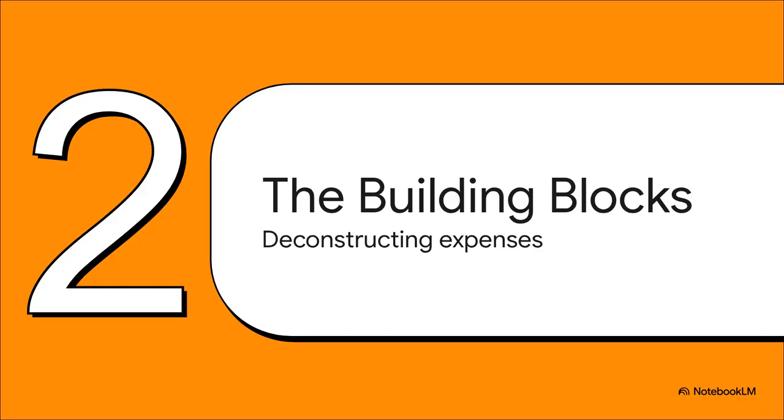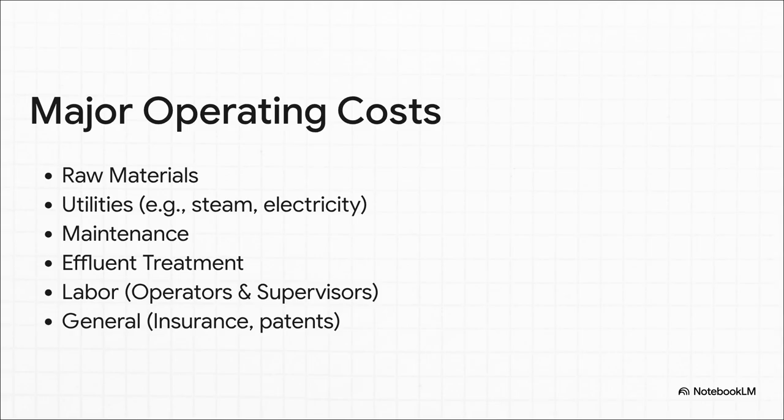But here's the thing. OPEX isn't just one giant, scary number. Not at all. It's actually made up of a bunch of different costs, and if we really want to get a handle on it, we've got to break it down into its building blocks. Okay, so here are the heavy hitters, the major pieces of the OPEX puzzle. You've got your raw materials, the actual stuff you're turning into product. Then there are the utilities, the steam, the electricity that keeps the machines running. But it doesn't stop there. You've also got maintenance, dealing with waste or effluent, and of course paying the awesome people who actually operate and supervise the plant. And finally, all those general costs like insurance and patents.